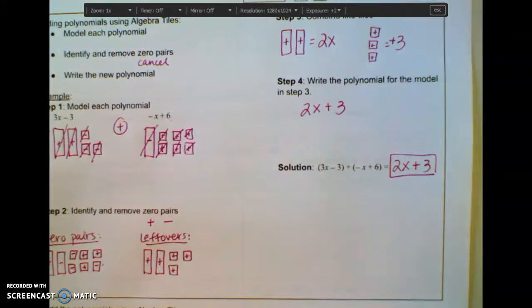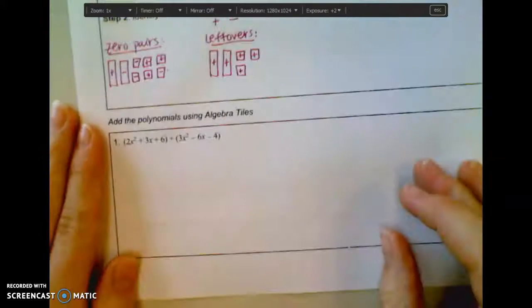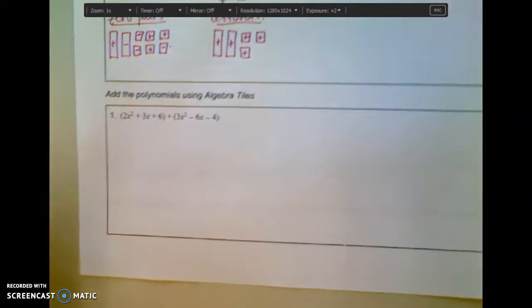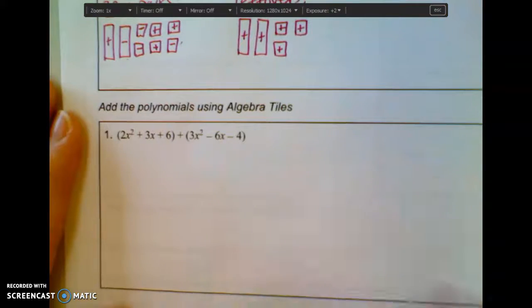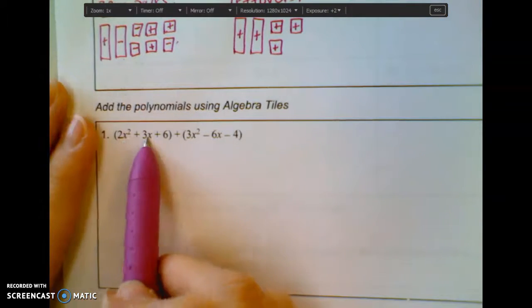And on the back of the page, we'll talk about how to do it without algebra tiles, okay? So that's how we use algebra tiles. Let's do one more example with algebra tiles at the bottom. Add the polynomials using algebra tiles. So we need to model each of them. First, let's model 2x squared plus 3x plus 6.